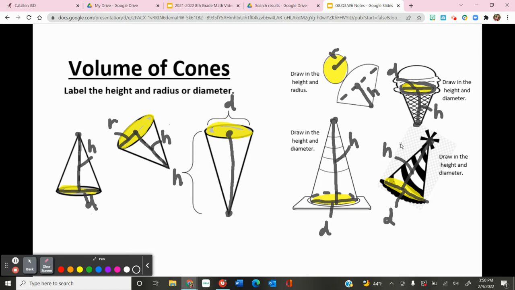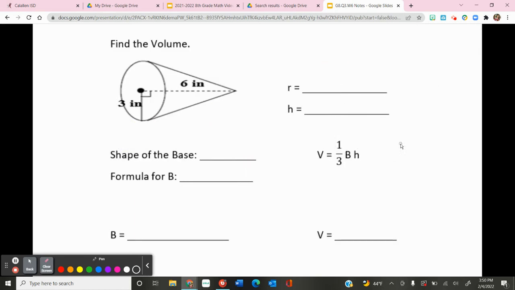So now that we have that established, let's go ahead and look at the next page, where we're now going to see our first example. We're going to find the volume of this cone. So first, let's go ahead and identify our base, which again is going to be this circle. And the shape of our base is, again, a circle.